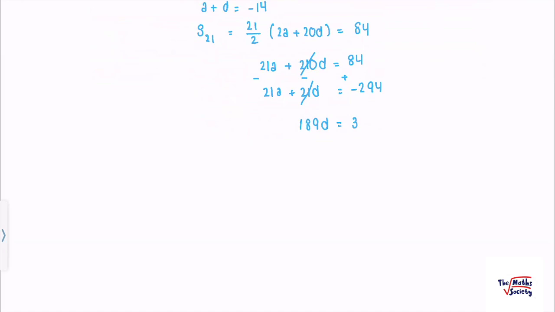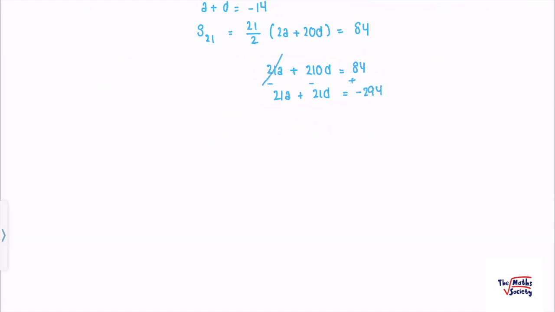Okay, let's just go back this way here. 21a plus 210d, right? Equals 84, and then it's 21a plus 21d, that's equal to minus 294. Minus, minus, plus. We're supposed to cross out this one. So it's 189, you minus them, d equals 378. So then d is going to equal 2.